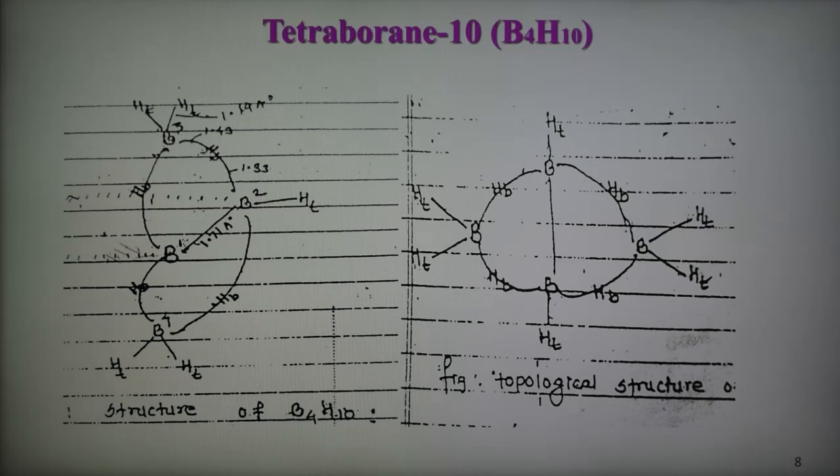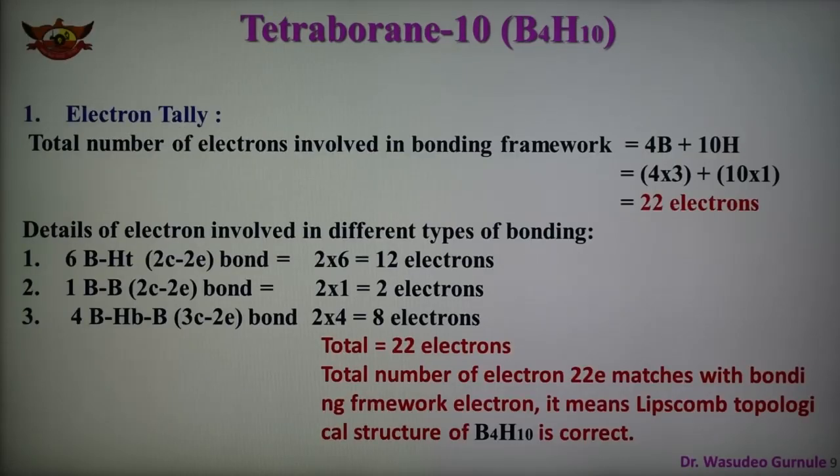But according to Lipscomb, the second structure is the topological structure. There is 1 boron-boron bond, 4 bridging hydrogens, and 6 terminal hydrogens. So these are the structures of tetraborane 10, B4H10.